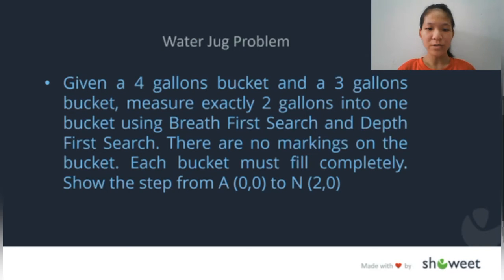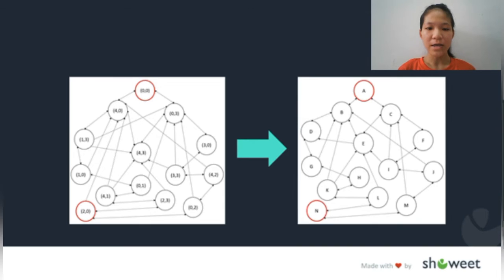I'm going to present the water jar problem. Given a 4-gallon bucket and a 3-gallon bucket, measure exactly 2 gallons into one bucket using breadth first search and depth first search. There are no markings on the buckets. Each bucket must fill completely. Show the steps from A to N. X represents the 4-gallon bucket and Y represents the 3-gallon bucket.